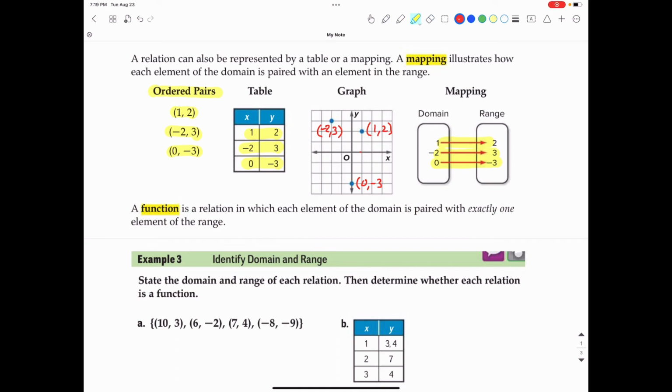So notice all 4 of these ways of showing relations actually show the exact same relation. They're all describing the exact same 3 points.